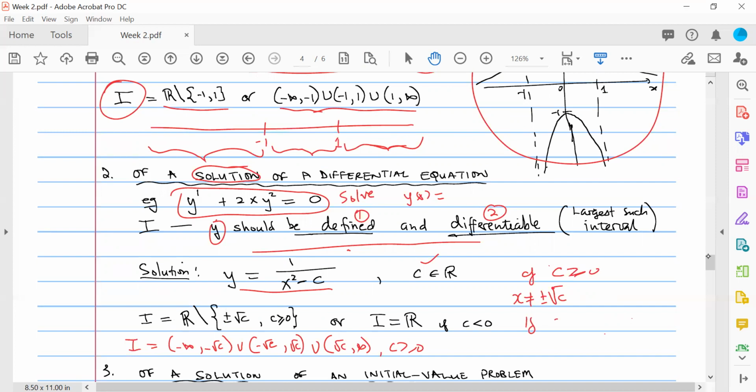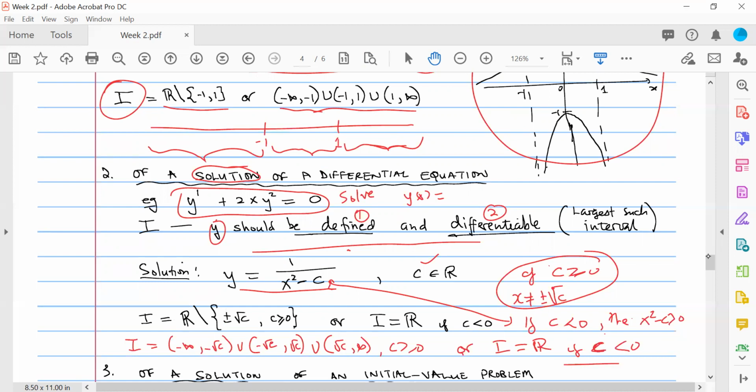But if c is less than 0, we are no longer talking of this. We're now coming back to that one. Then x squared minus c is always greater than 0. So in that case, any value of x will make the solution defined. So you are just going to take the interval to be the whole set of real numbers if c is less than 0.